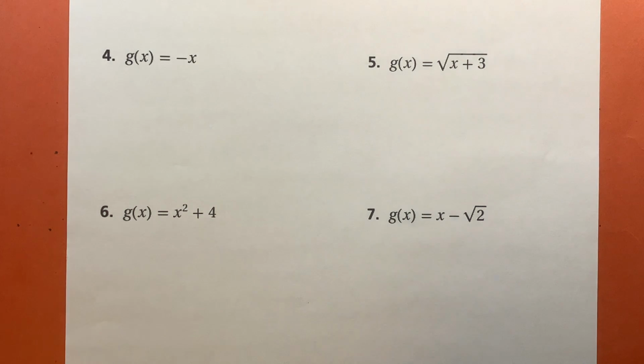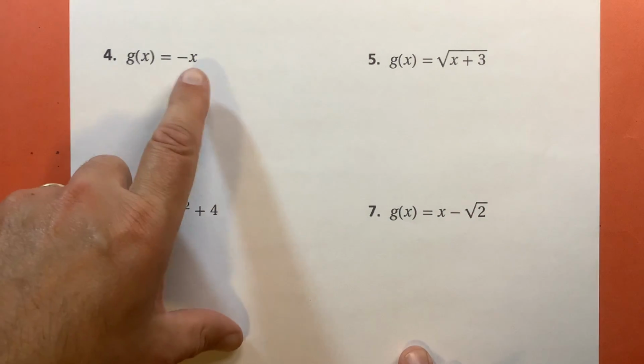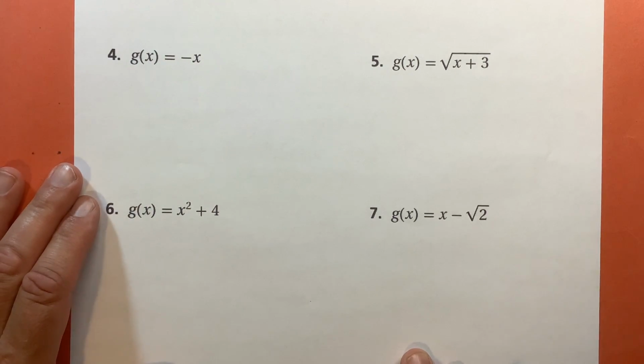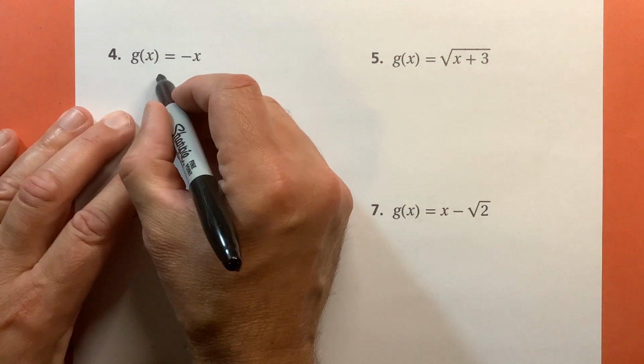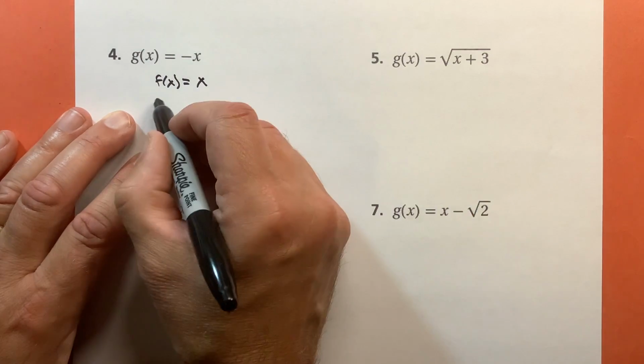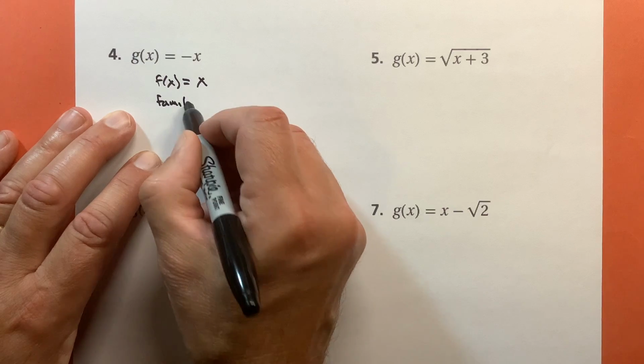All right, so number 4, I don't see any exponent. I don't see a radical, nothing like that. So I think that the parent function is going to be f of x equals x. That tells me that the family is the linear family.